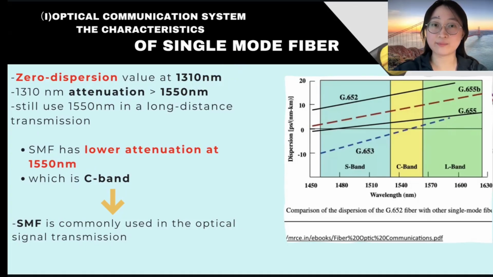Firstly, we're going to talk about the characteristics of single mode fiber. It has a zero dispersion value at 1310 nm, and the attenuation of SMF at this value is larger than at 1550 nm, which is shown in this graph. We still use 1550 nm in long distance transmission because SMF has much lower attenuation at this value compared to 1310, which is the C band in this range.